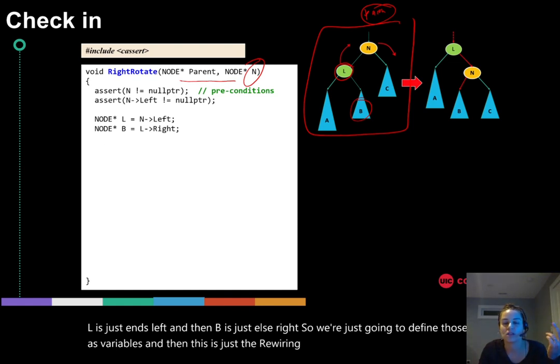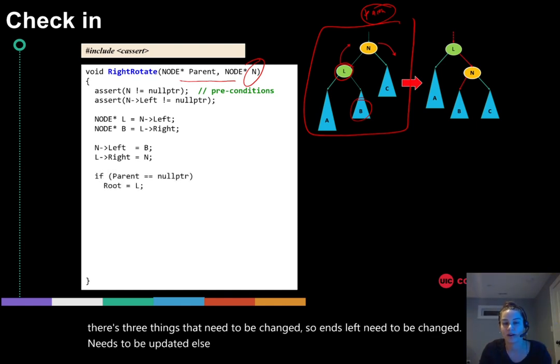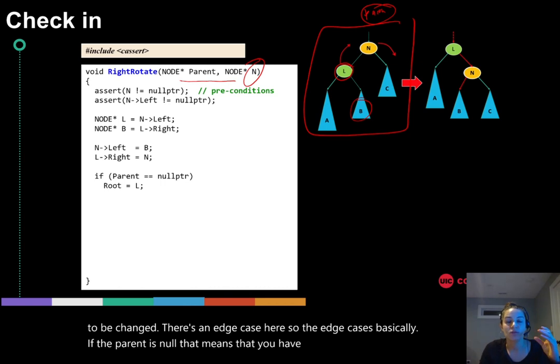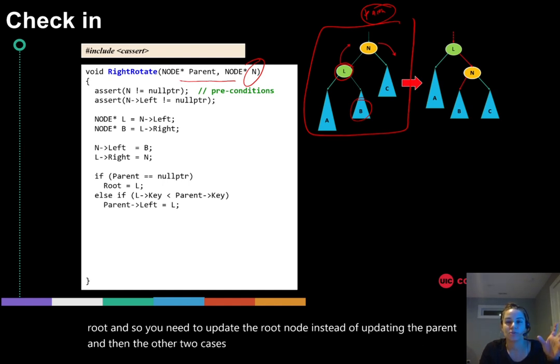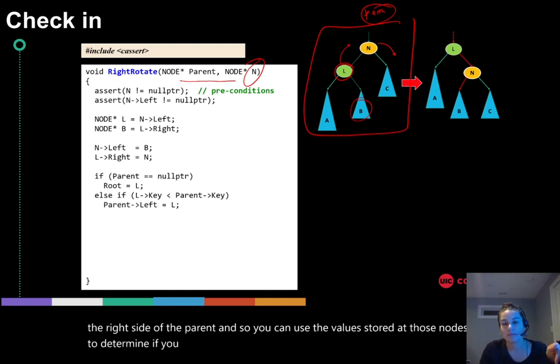Remember, we said there are 3 things that need to be changed. n's left needs to be updated, L's right needs to be changed, and then the parent needs to be changed. There's an edge case here: if the parent is null, that means you have broken the AVL condition at the root, and so you need to update the root node instead of updating the parent. The other 2 cases determine if n comes off the left or the right side of the parent. You can use the values stored at those nodes to determine if you need to update n off the parent's left or off the parent's right.